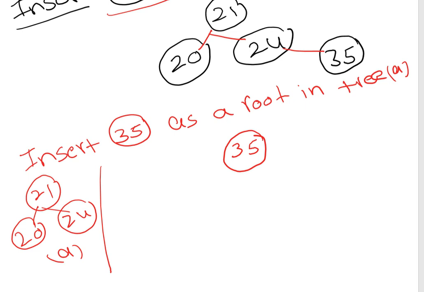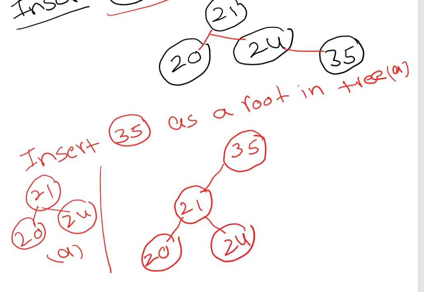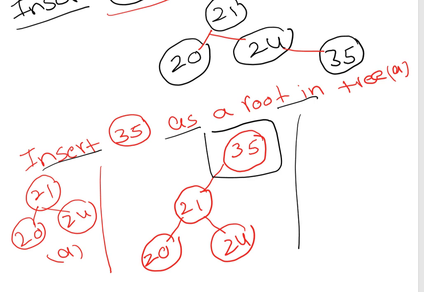Elements less than 35 should be the left child. So all elements are less than 35, right? This can be the child as a root. This is inserting an element without restrictions. Here I want to insert the element 35 as a root. Like this you can perform the insertion operations.